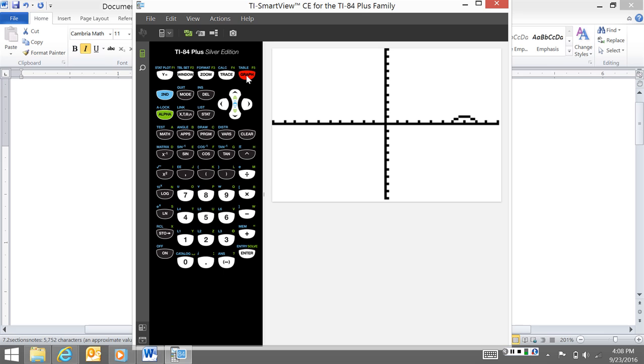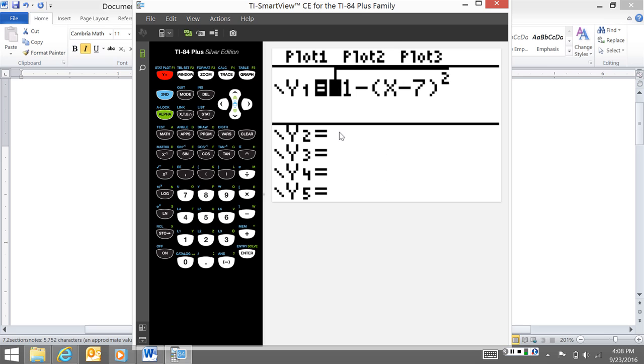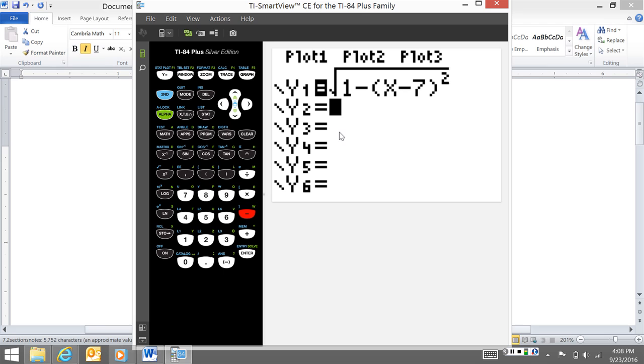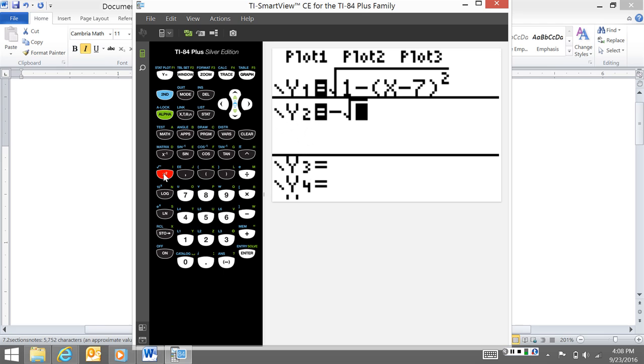Notice I only get the top half. Well, the issue is that when the calculator looks at it, it only looks at the positive values because you can't do a negative square root. So to get both halves of this, you have to go down here and put in the negative half. 1 minus x minus 7 squared. So you'll notice this is the exact same thing as up there. I've just added a negative sign to it.